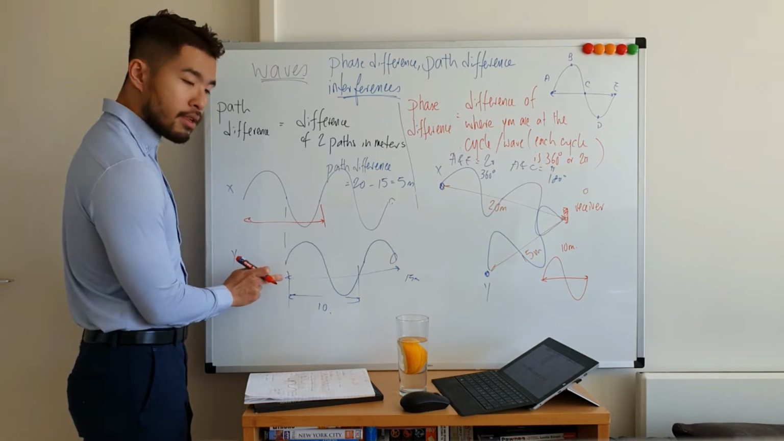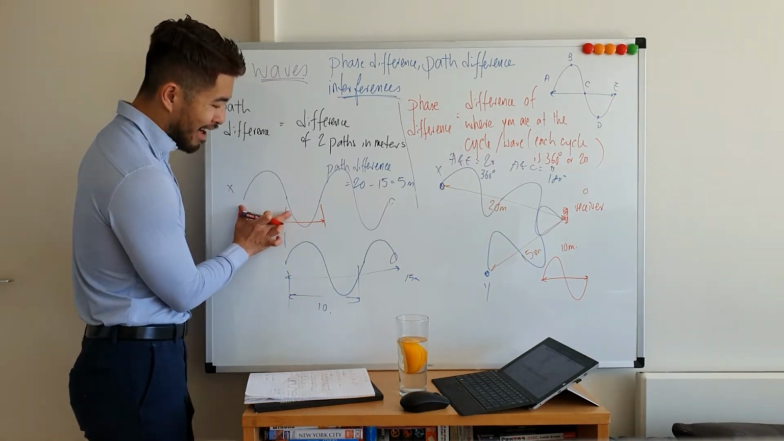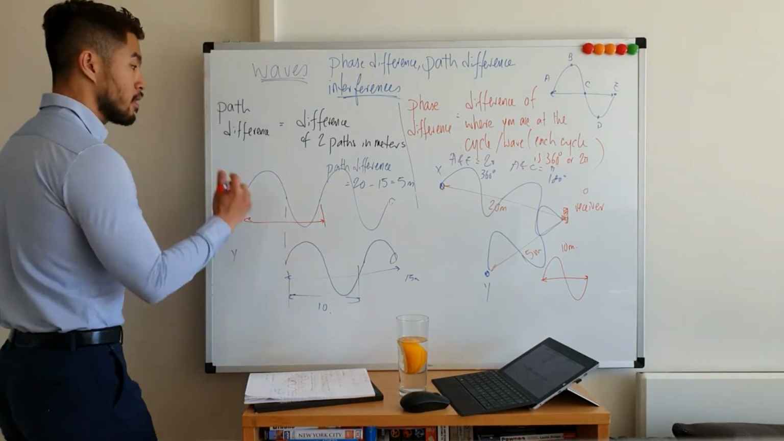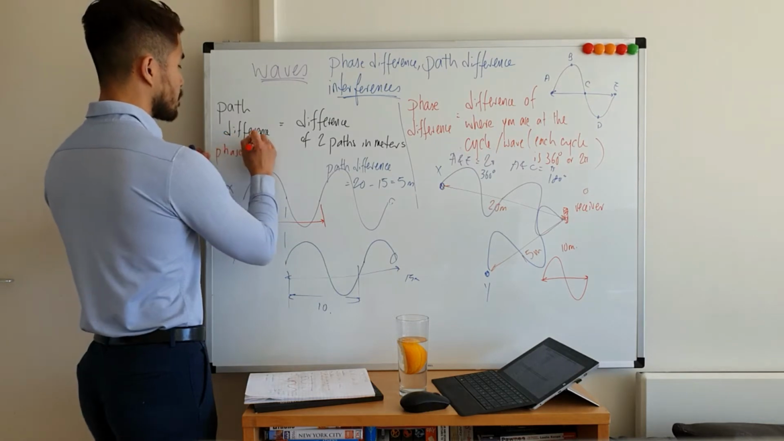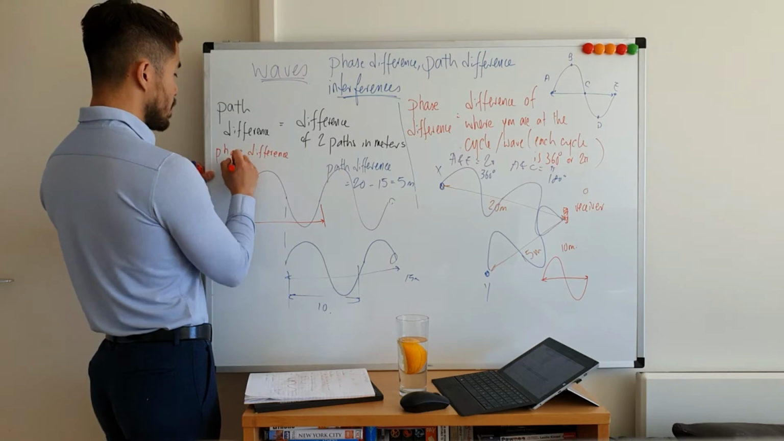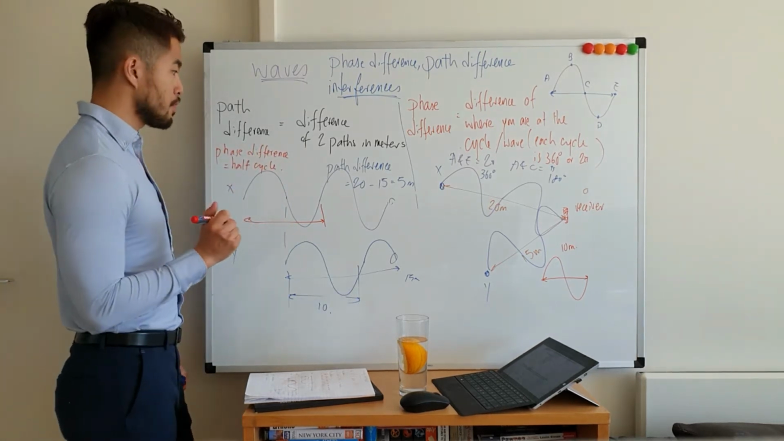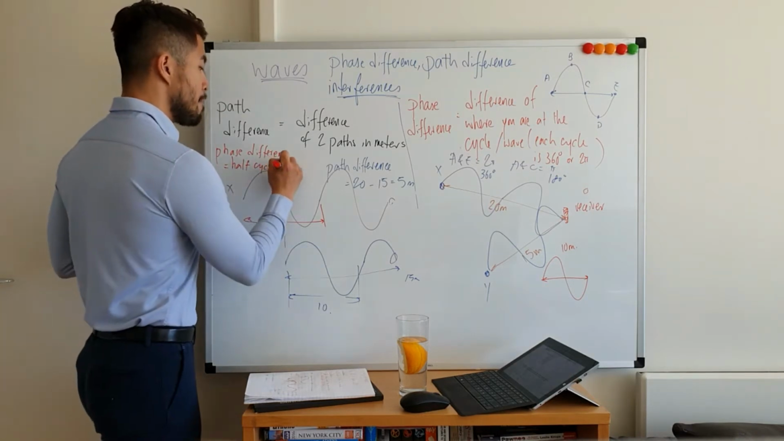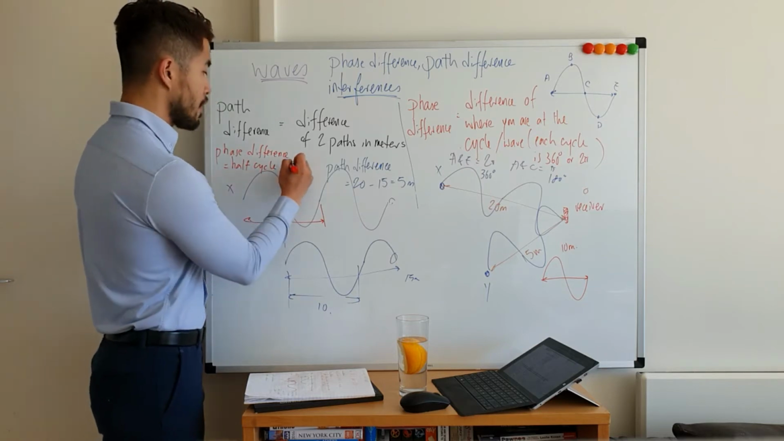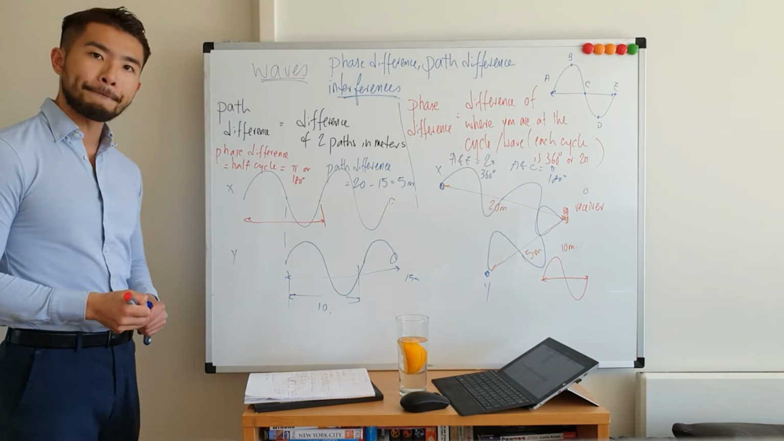How far ahead is this wave compared to this wave? I have missed half a cycle in here, half a cycle in here. Do you see that the phase difference between these two waves is half a cycle? If the phase difference between these two waves is half a cycle, that means the phase difference is pi, or 180 degrees. Okay?